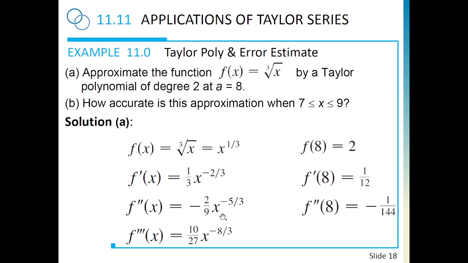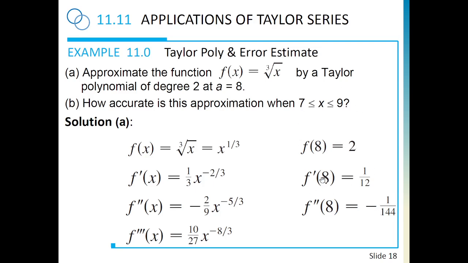And then for the error term, we know we need the next derivative, so that's why we have the third derivative computed also. And then the series is centered at 8, so we need to evaluate the function and the derivatives at 8. So these are the values.